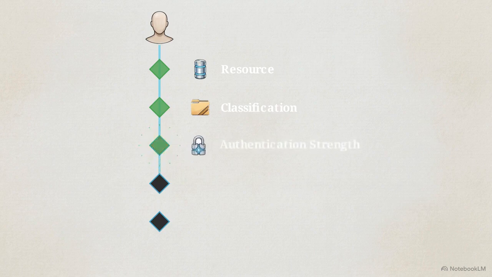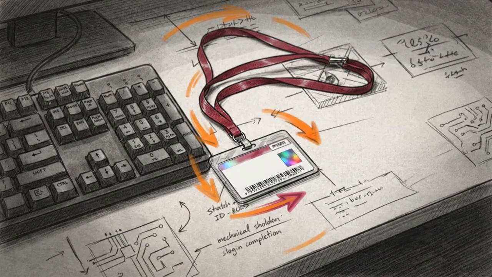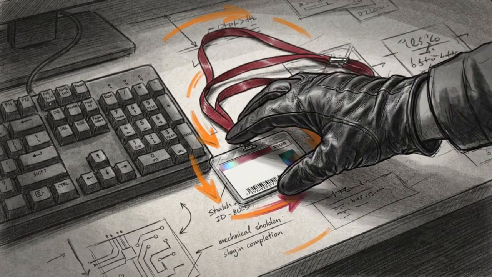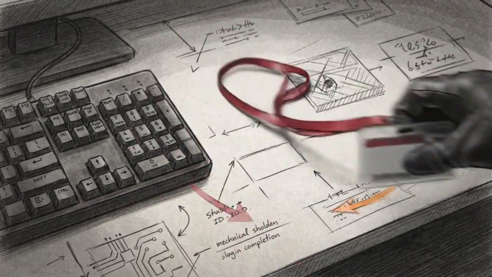A modern access request requires evaluation across multiple vectors. Every approval must survive a cascading logic tree, evaluating the resource, the classification, the authentication strength, the precise actions requested, the purpose, and the time limits, before the system executes a command. Yet residual risk always remains. Authorized users make mistakes, credentials get stolen, and multi-factor authentication can be fraudulently bypassed.